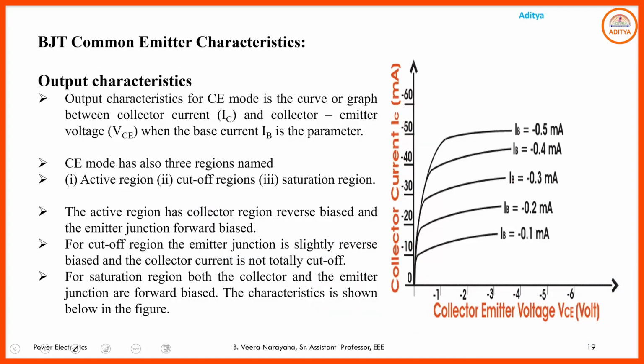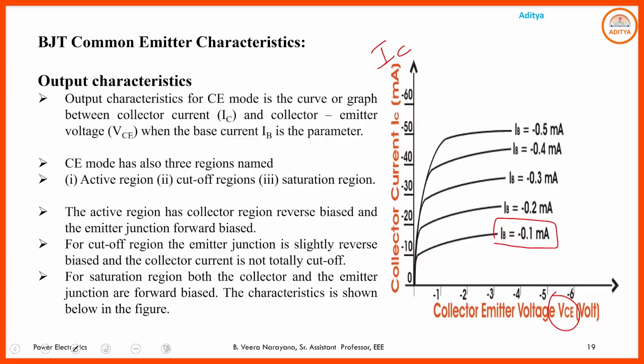And coming to the output characteristics of the NPN transistor, these output characteristics simply show the relation between output current and output voltage. Here the collector terminal is taken as the output terminal. So the current flowing through the collector is taken as the output current, and the voltage across the collector and emitter terminals is taken as the output voltage. Here the base current is the control signal.